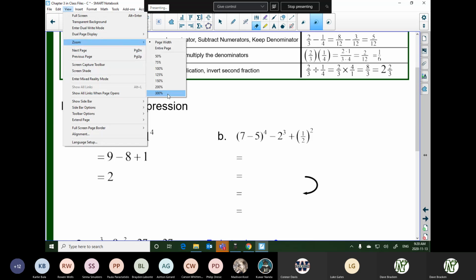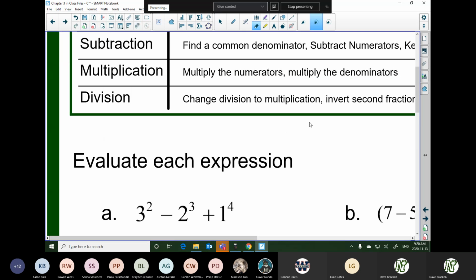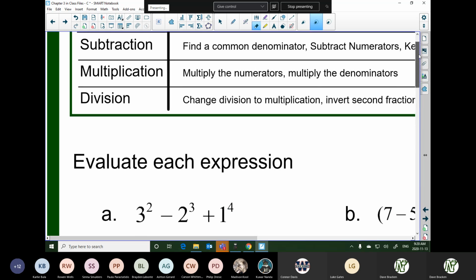View, zoom. I'm going to blow this up a little bit here for you. So first one done. And now my computer slowed down. Give me 1 sec here. We'll go to the second one. We scan the second one.